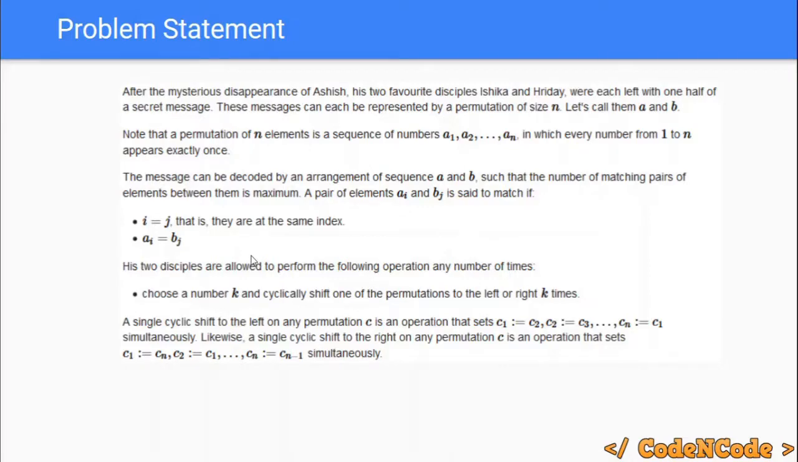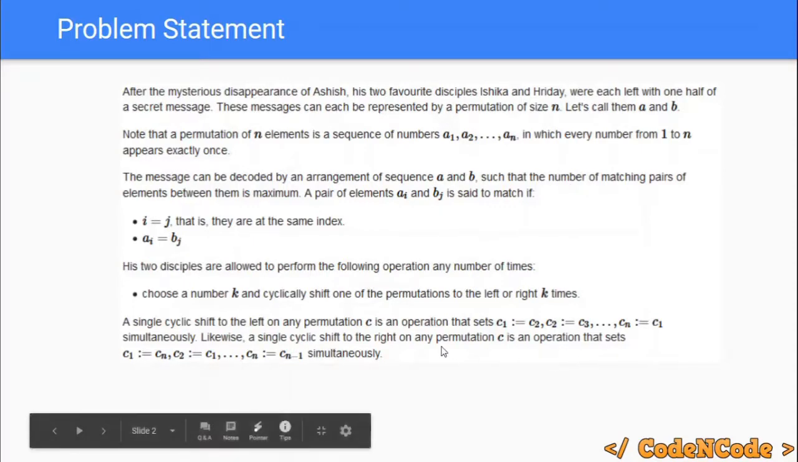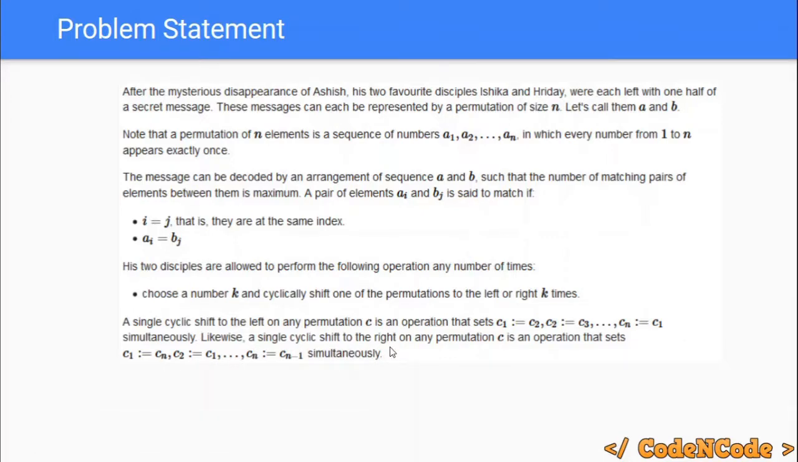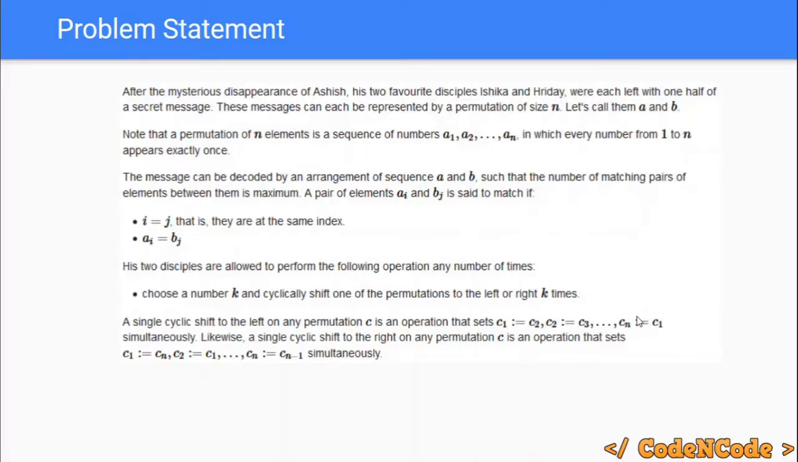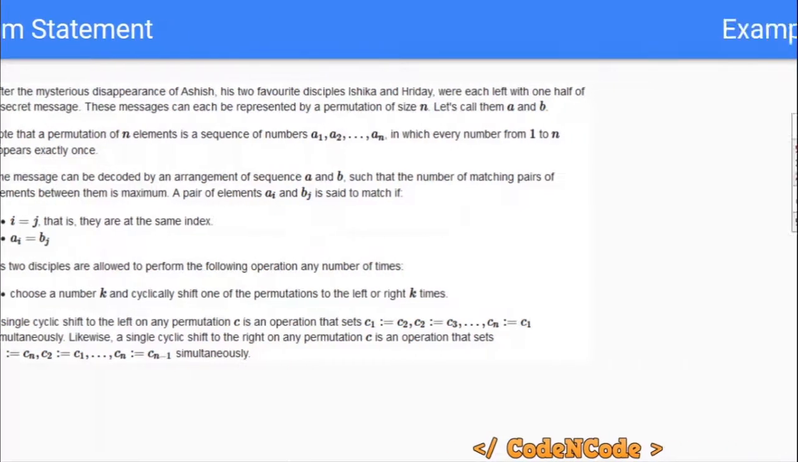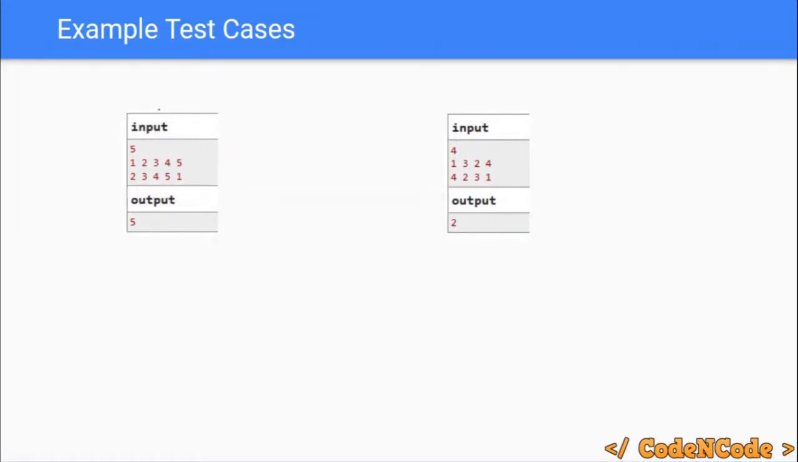And to maximize the matching, what you can do is shift either array A or B in any direction, left or right cyclic shift. You can perform whatever shift you want. So you can perform a single right cyclic shift as well as a left cyclic shift, whatever you want. This is the operation that you can perform, and we have to maximize the total number of matchings. It would be more clear if I explain this with an example.